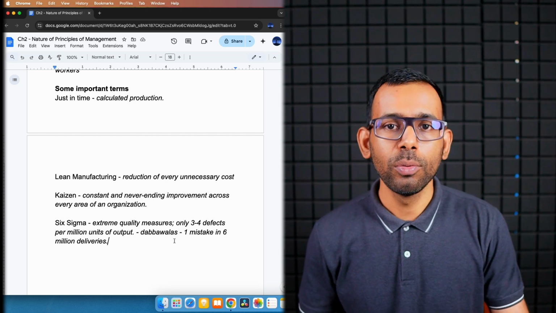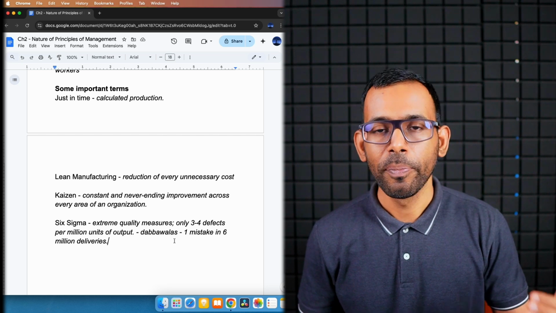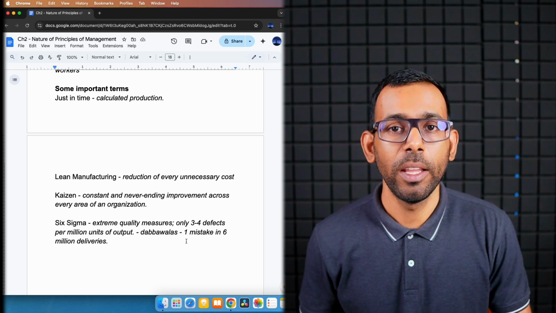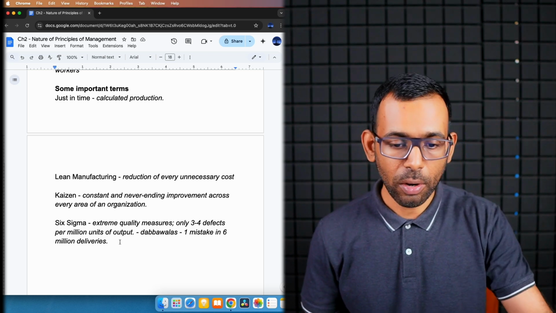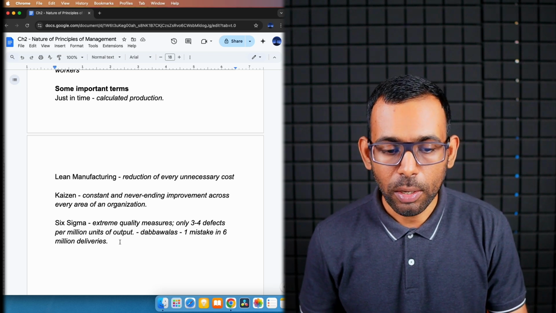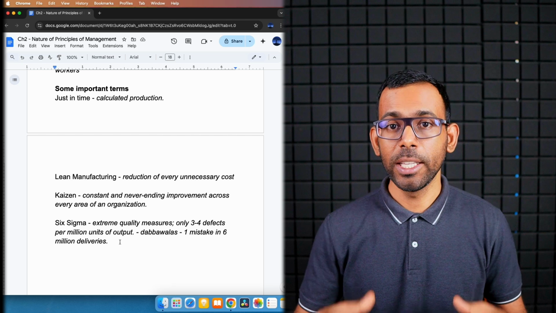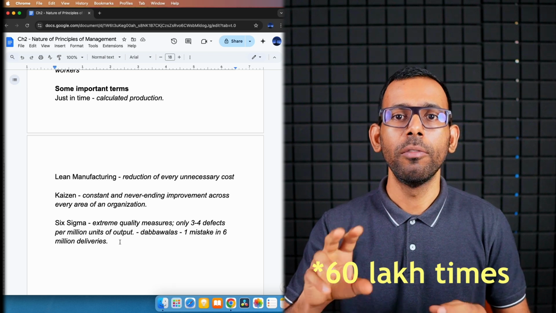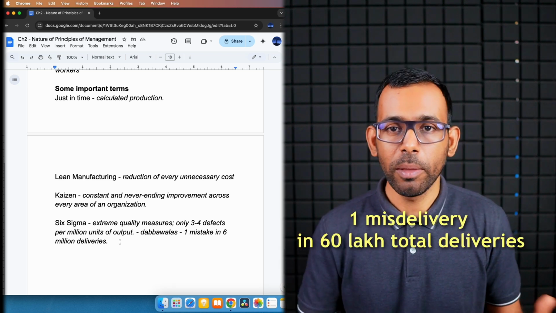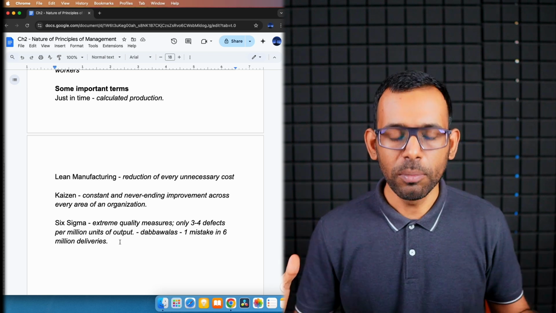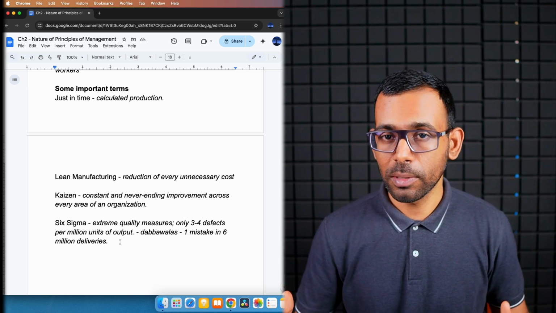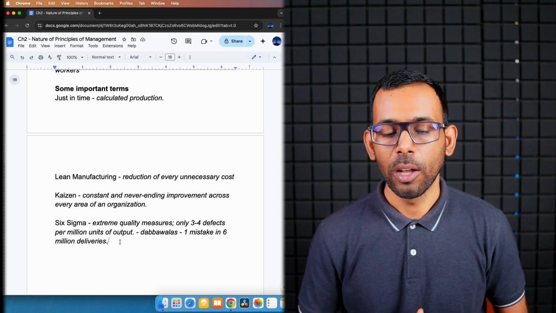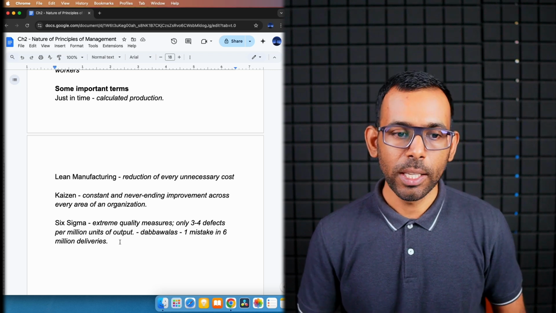I asked you to have a look at the videos on YouTube on how Dabbawalas do this sorting system. They have only one mistake across 6 million deliveries. This I checked on Wikipedia. You can also check if you want. Only one mistake across 6 million deliveries. Imagine they deliver 60 times. In those 60 times, only one time either they misdeliver it to somebody else, or maybe lose the tiffin box on the way. The failure rate is only 1 among 6 million deliveries, or 60 lakh deliveries. Imagine the quality of the output, or the success rate. So that is Six Sigma for you.